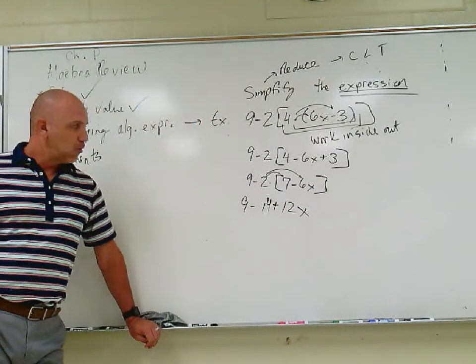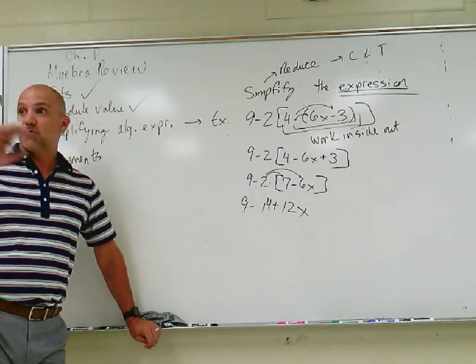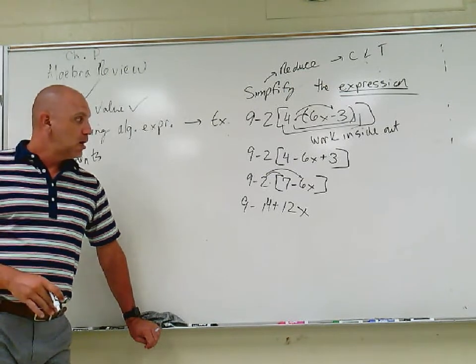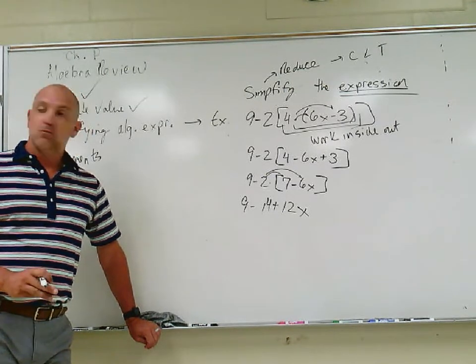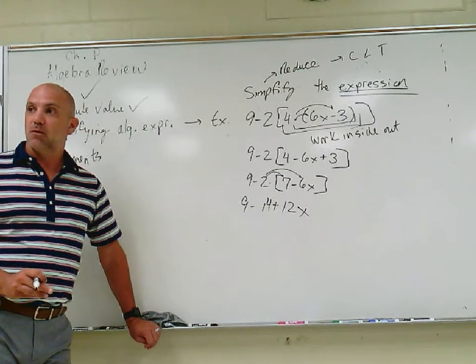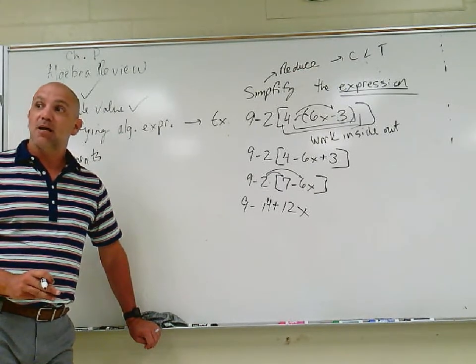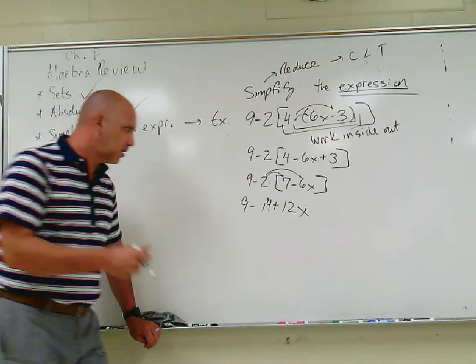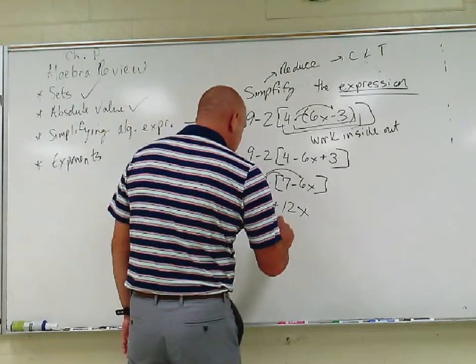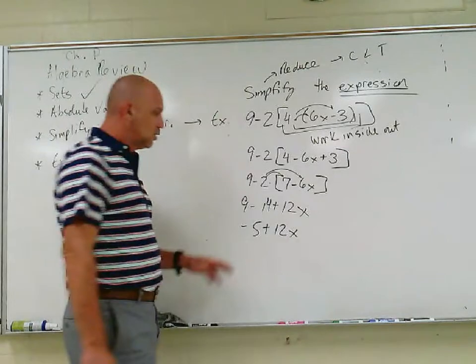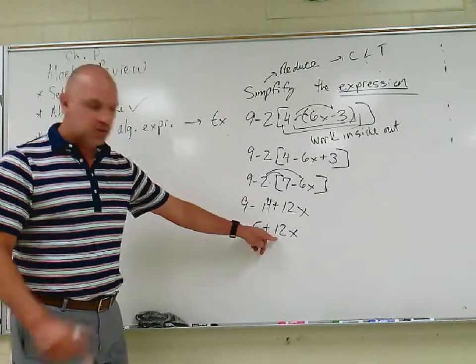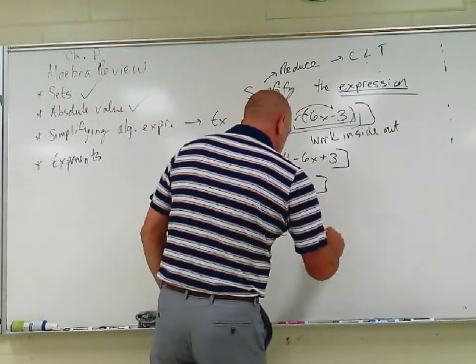And now we're almost done. See, I distributed the negative 2, so the minus and the 2. And now I'm almost done. What's the final answer? 12x minus 5. You're exactly right. It's kind of taboo to start with a minus. So negative 5 plus 12x, you can also write it 12x minus 5.